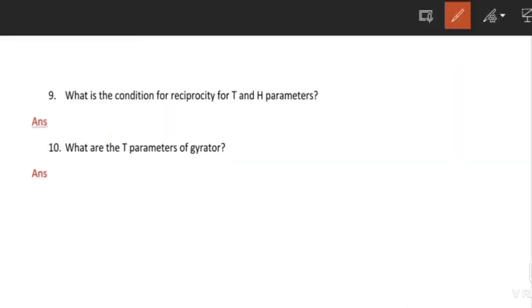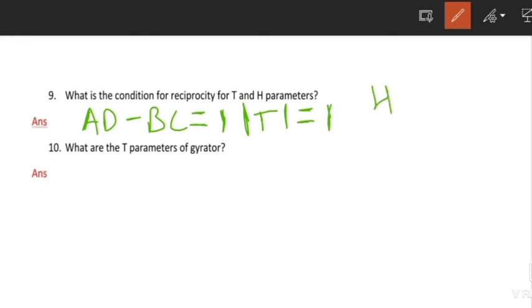Next question is, what is the condition for reciprocity for T and H parameters? So the condition for reciprocity for T parameter is AD minus BC equal to 1. That is, determinant of T equal to 1. And for H parameter it is H12 equal to minus H21.